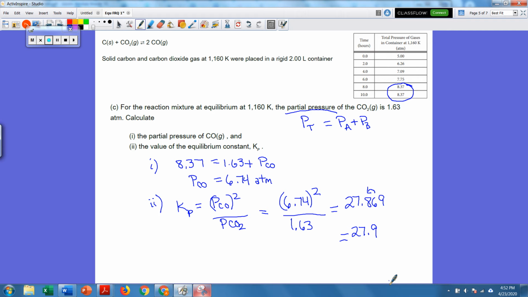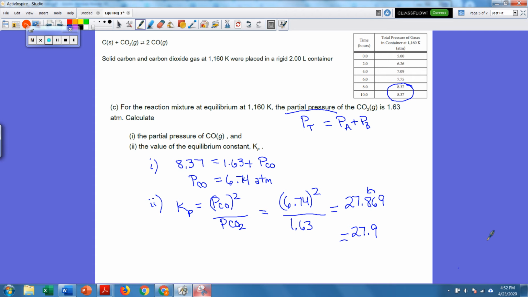Now, what are the units for an equilibrium constant? The answer to that is they don't have units. All right, so this is the one situation that I can think of off the top of my head where you do not need to put units in your answer. That is just the answer. 27.9 is the value of the equilibrium constant for pressure.